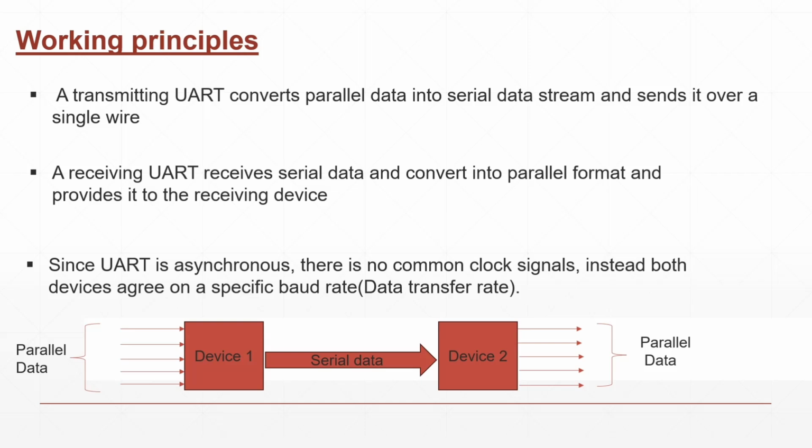Here I have shown in this diagram how parallel data works. Device 1 will take some parallel data and transfer it from device 1 to device 2 in a serial way. Then device 2 converts this serial data again to parallel format and gives it to the receiver or somewhere else. Right? So this is the block diagram.